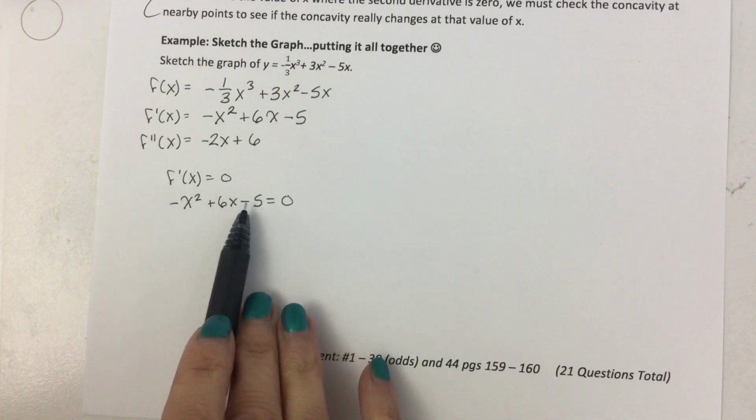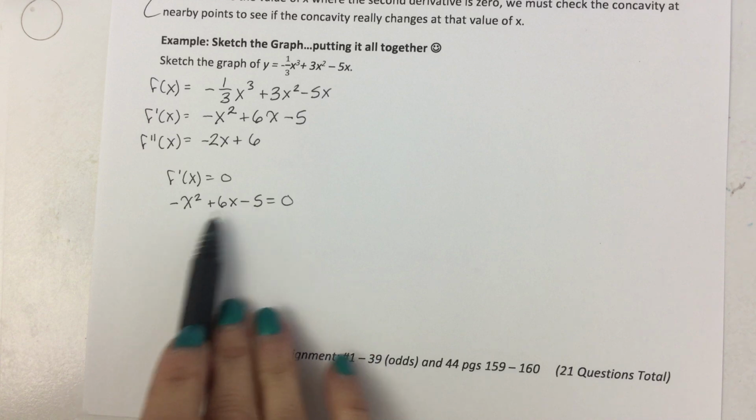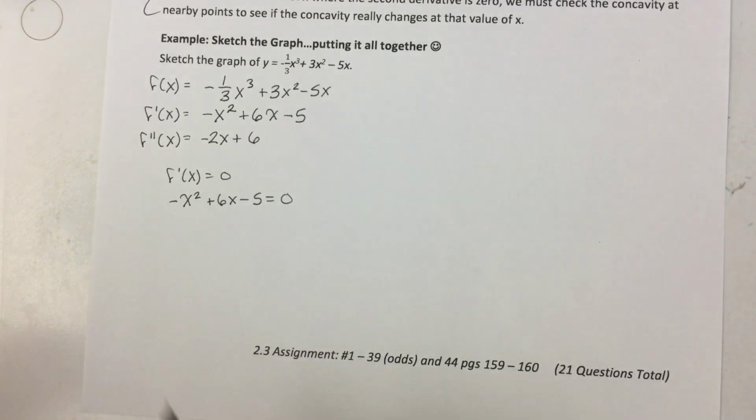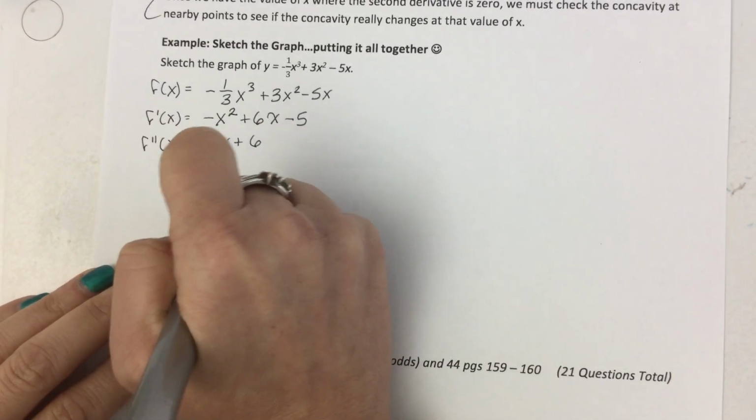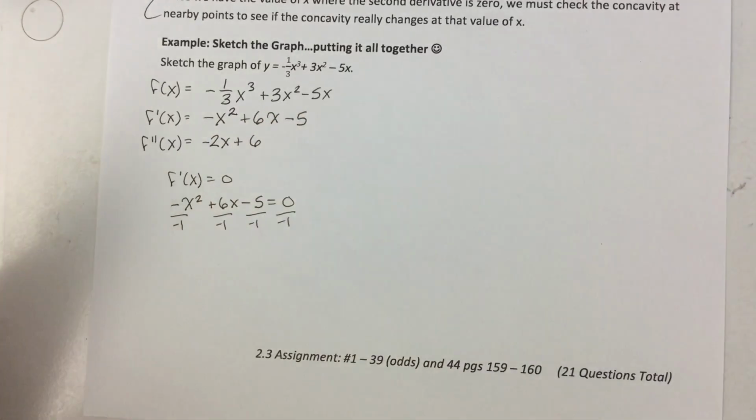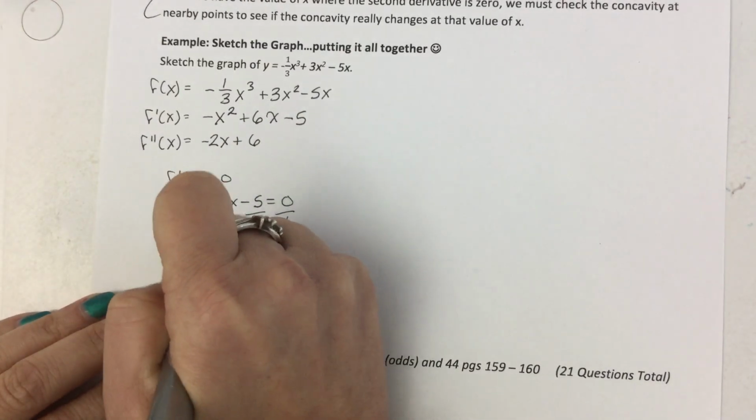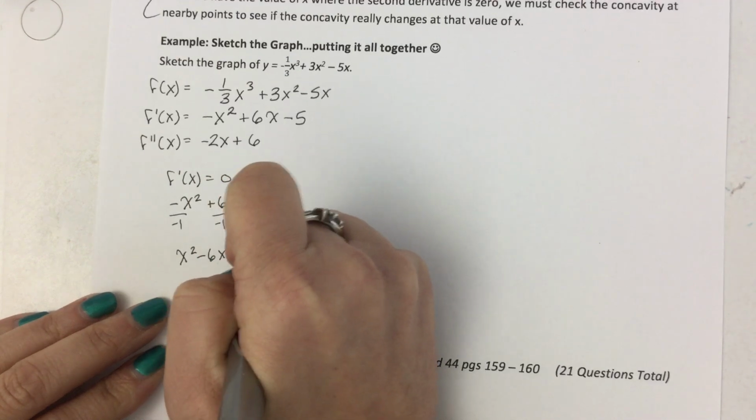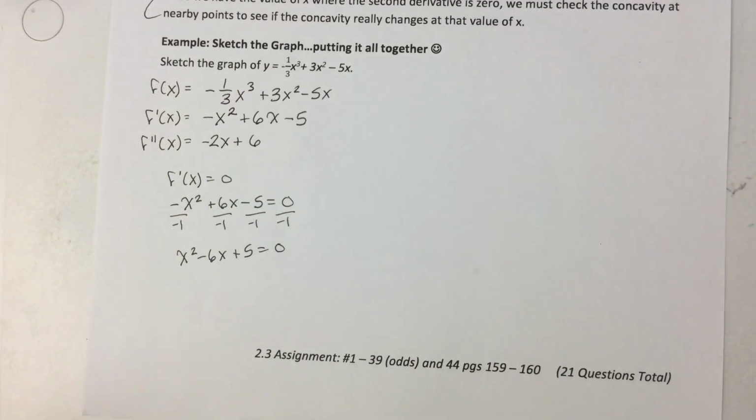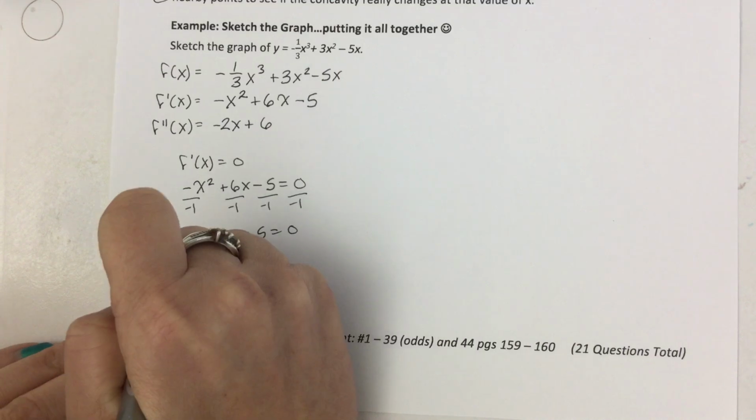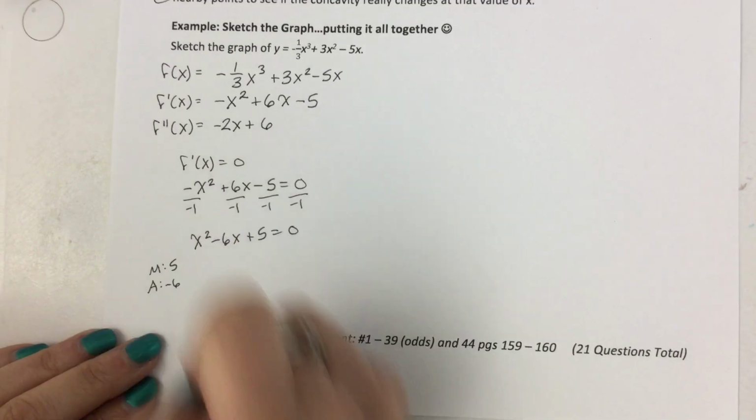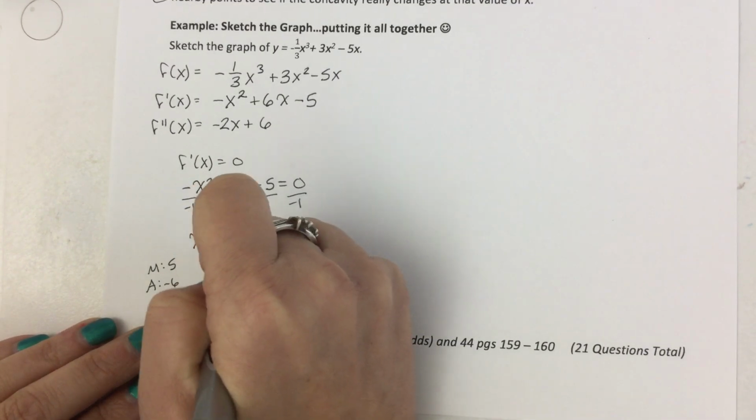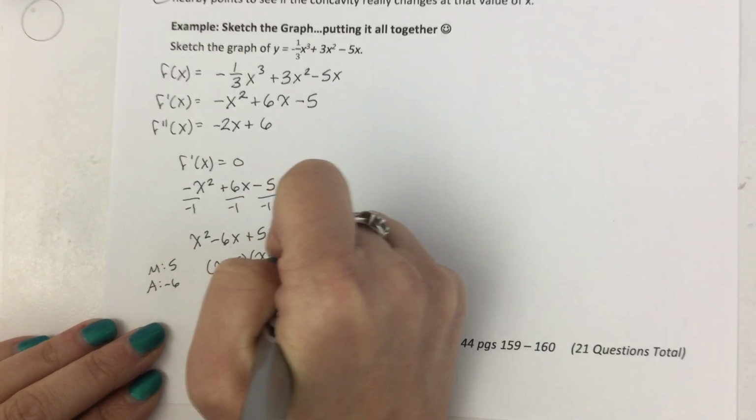You take negative 1 times 5, turn it into grouping. You could do the quadratic, or you could just say, let's divide every single thing by negative 1. X squared minus 6x plus 5 equals 0. Now I can do my normal fun multiply-add. Multiply to 5, add to negative 6. Well, guess what? That's negative 5 and negative 1.